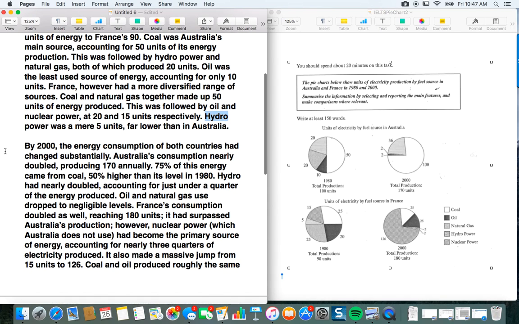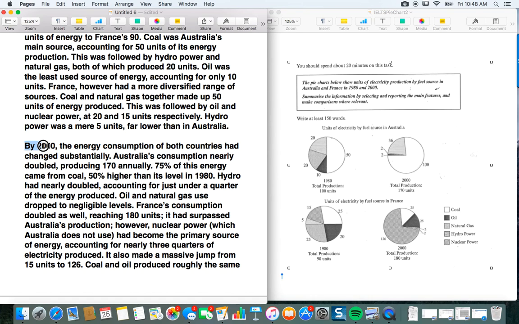Then we move on to 2000. Now here's the important thing for grammar. You say by 2000, both countries had changed. All right, past perfect. Okay, so here's my paragraph topic. Both countries in 2000 and it's changed. All right, so at this paragraph, I know everything that I'm going to say. All right, everything is going to talk about the changes, and I've made that clear. And look at this, past perfect.